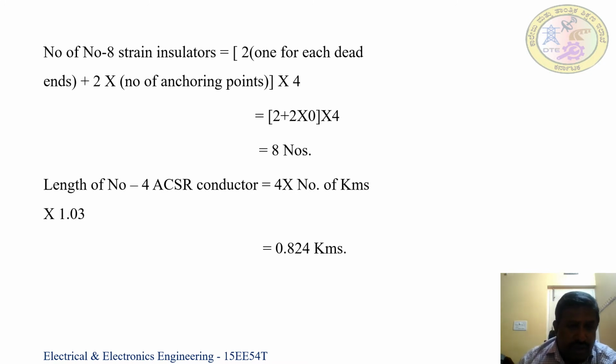Next item is length of number 4 ACSR conductor, that is 4 into number of kilometers into 1.03. So number of kilometer we have taken 0.2 kilometer, 200 meter means that is 0.2 kilometer. 4 into 0.2 into 1.03, that gives 0.824 kilometers.